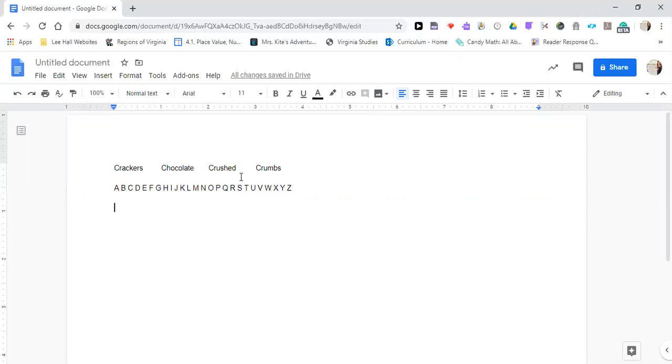So I know they all start with C. So I'm going to go ahead and start writing my letters with my C's. So I've finished that, and then I look at crackers. The second letter is an R. All right, and chocolate, the second letter is an H. Crush, the second letter is an R. And crumbs, the second letter is an R.